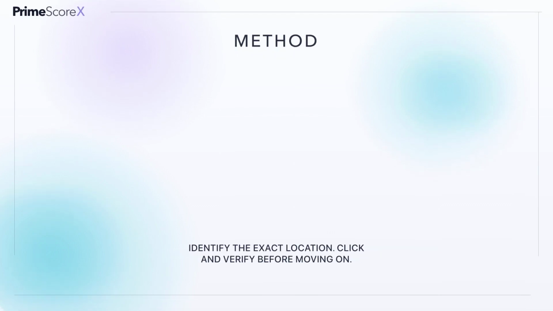Then continue the method. Step 3. Identify the exact location. Step 4. Click and verify before moving on. This is where most improvement happens, because you move from recognition to execution. You are not just saying, I understand the topic. You are proving that you can apply it correctly under TEAS-style pressure.